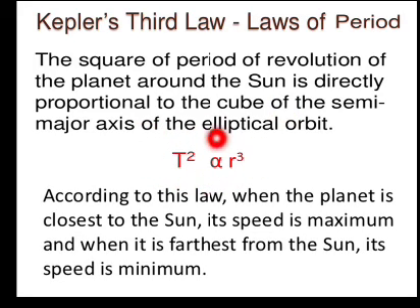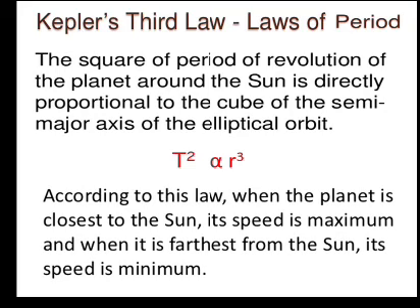In this equation, we can show this law here: T square is directly proportional to r cube. T is the time period of revolution of the planet. That means the time required to complete one revolution around the Sun is called the period of the planet, and it is denoted by capital T. According to this law, when the planet is closest to the Sun, its speed is maximum, and when it is farthest from the Sun, its speed is minimum.